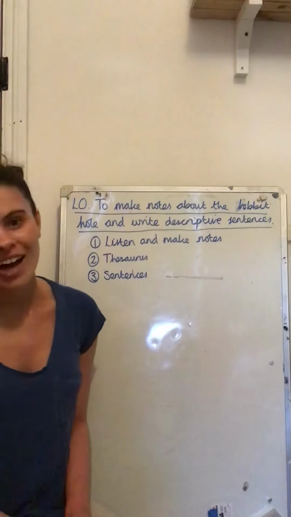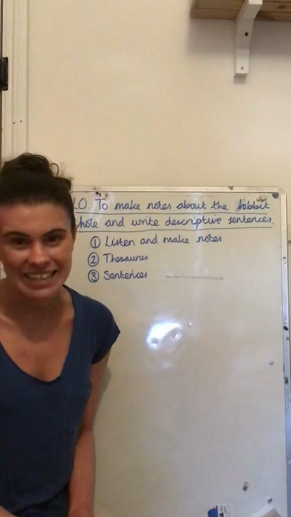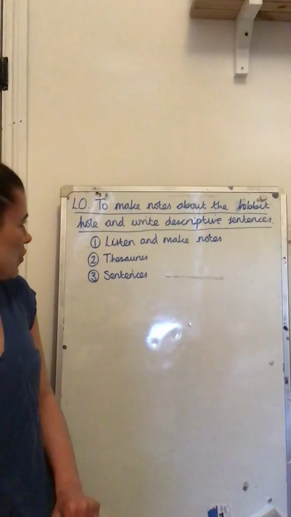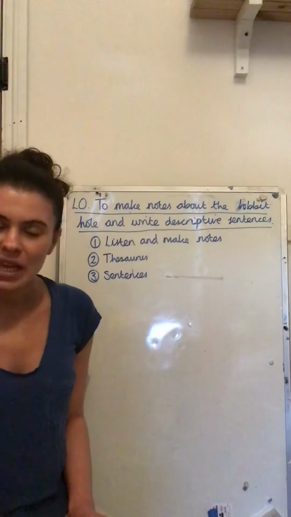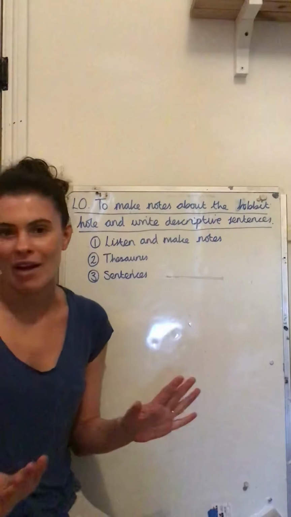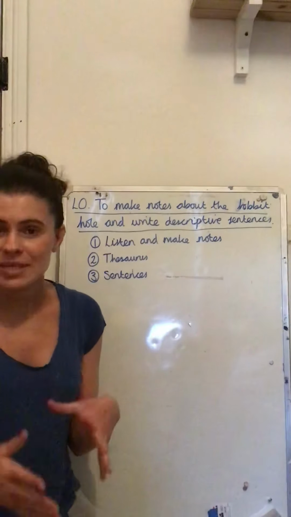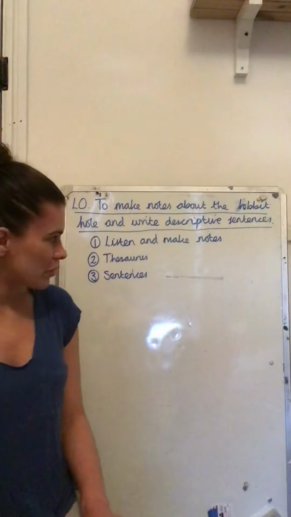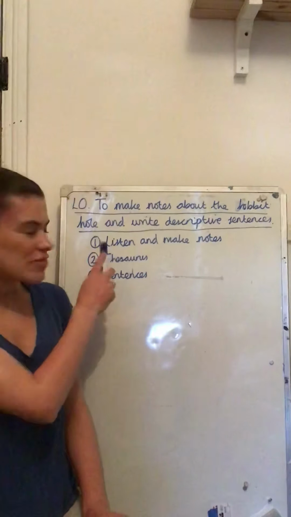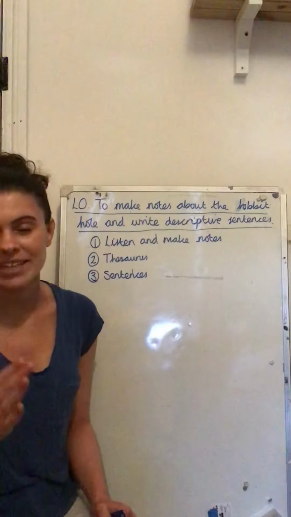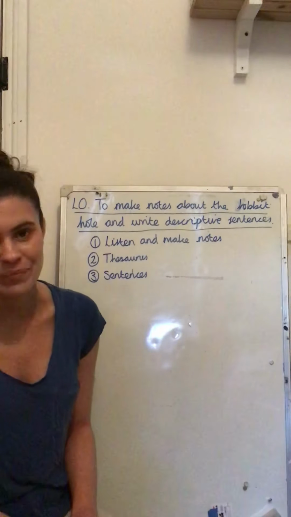Now this is our English lesson for today. Our LO is to make notes about the Hobbit hole and write descriptive sentences. Last week we wrote about the Hobbit and everything that described the Hobbit. But this week we're going to write about the Hobbit hole and how to describe it. So these are our 3 steps of today, the steps that you take to make this lesson really successful at home.